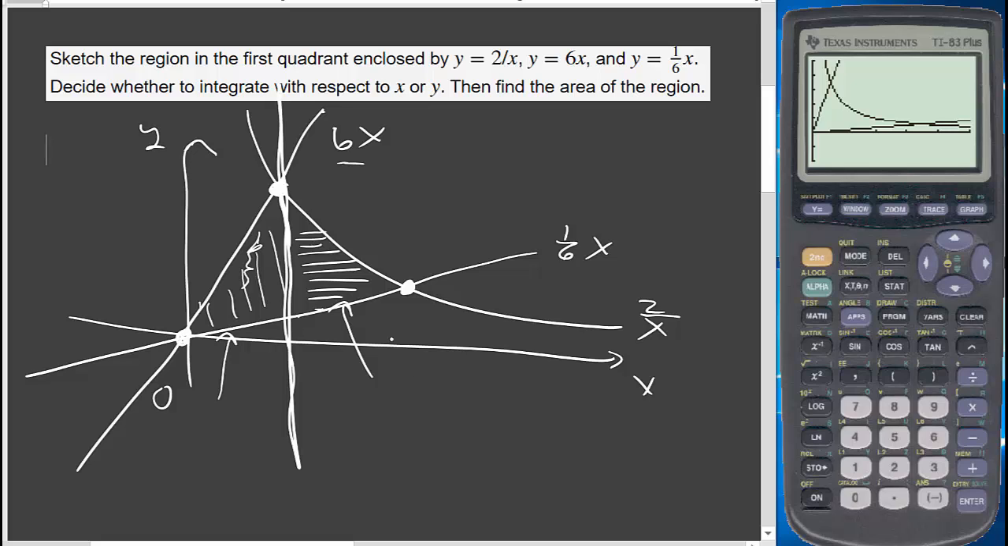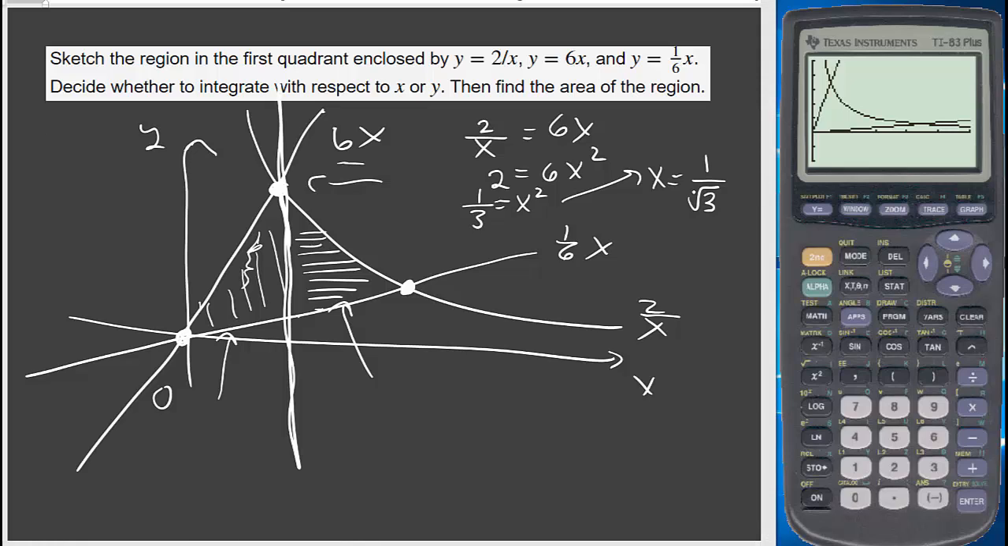And now we need to know where 2 over x intersects with 6x. So where 2 over x equals 6x. If we multiply through by x, we'll have 2 equals 6x squared, and dividing by 6, we have 1/3 equals x squared. So x will equal 1 over the square root of 3. And we know that we're taking 1 over the square root of 3 and discarding minus 1 over the square root of 3 because we're in the first quadrant. So the x-coordinate here is 1 over the square root of 3.